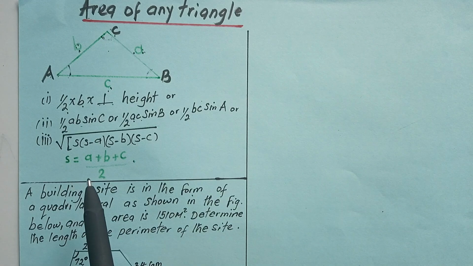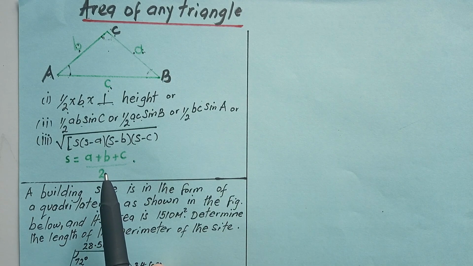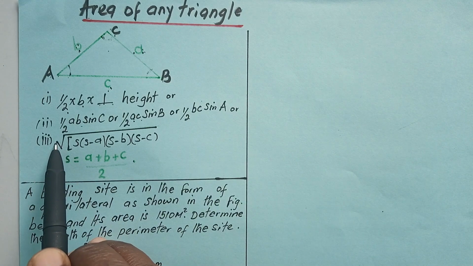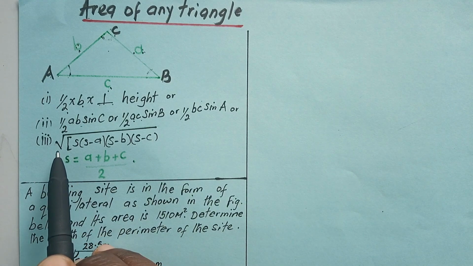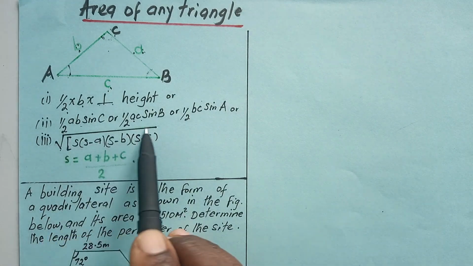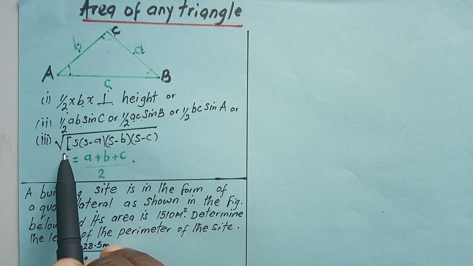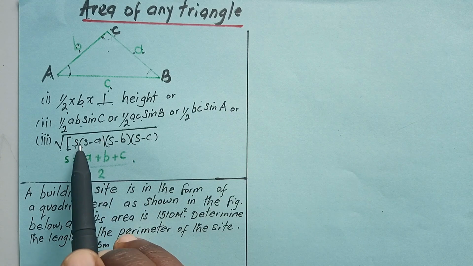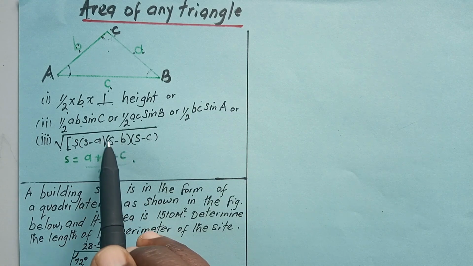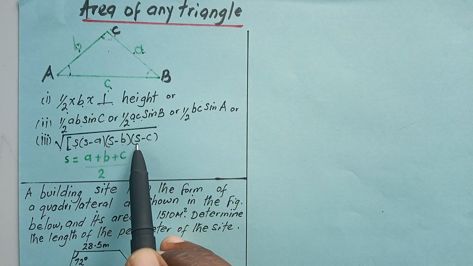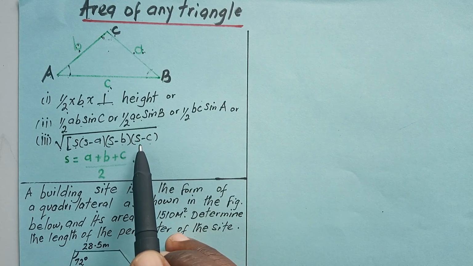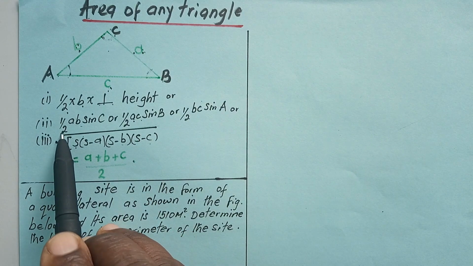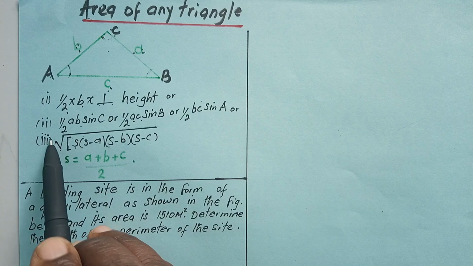Now there is another formula associated with Heron of Alexandria, who lived close to 2,500 years ago. It goes this way: area is equal to the square root of s into (s minus a), close the bracket, (s minus b), close the bracket, (s minus c), close the bracket, all under the square root sign.